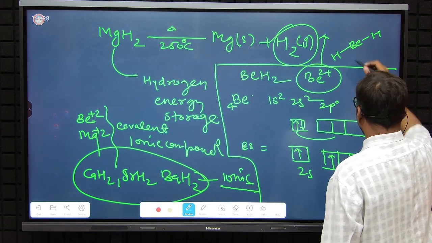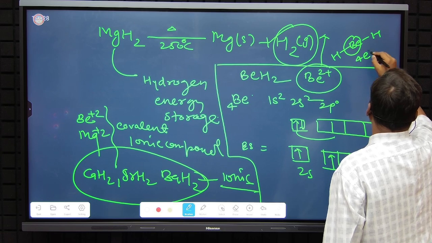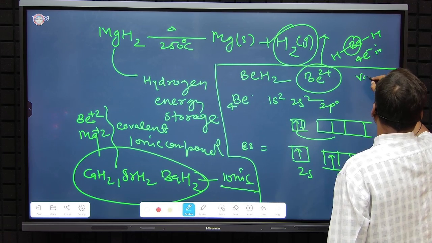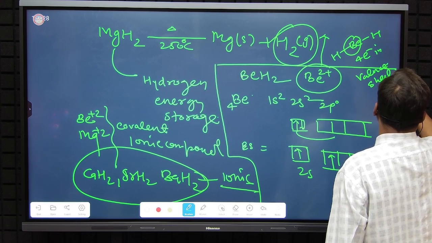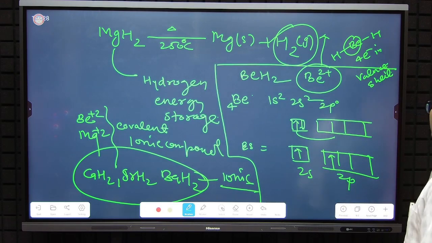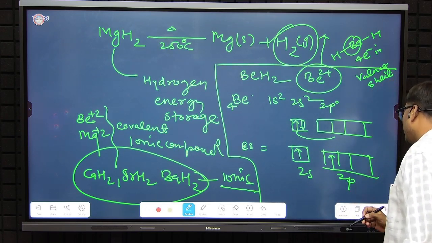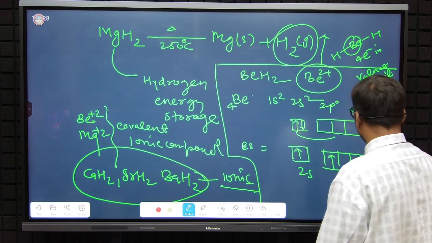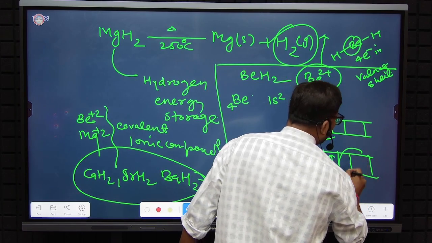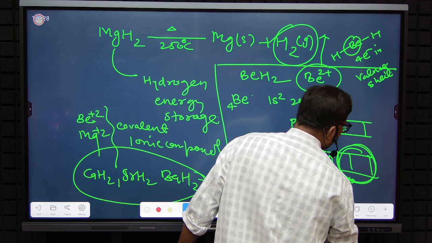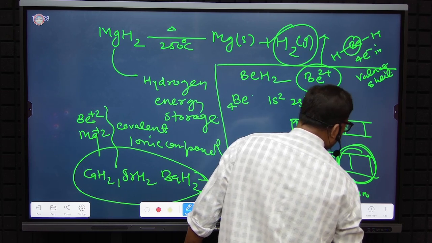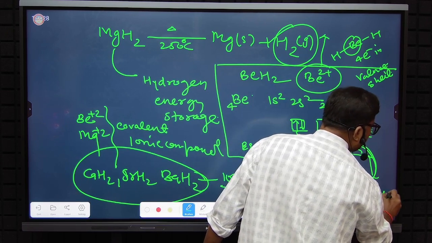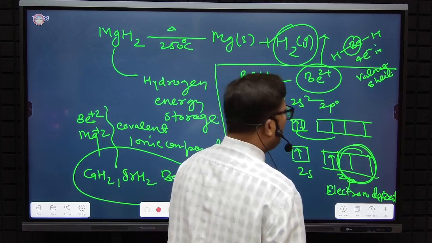So here there are only 4 electrons in the valence shell, right? This is not the criterion for completion of the octet rule, and it has two vacant orbitals. So you can say that this compound, beryllium hydride, is electron deficient, right? Because of the presence of these two vacant orbitals, beryllium hydride is electron deficient.